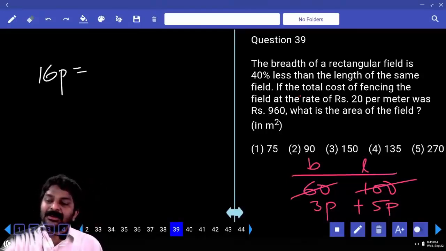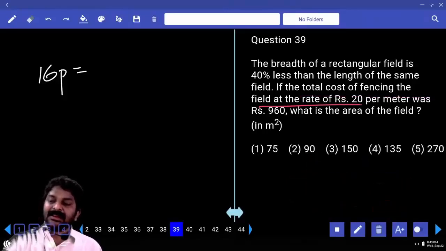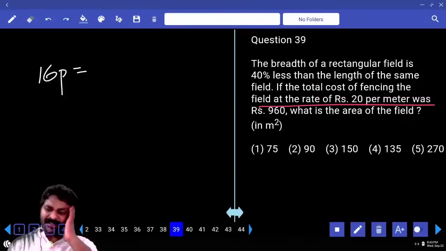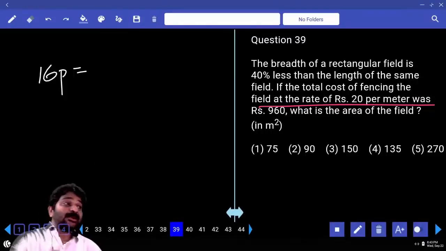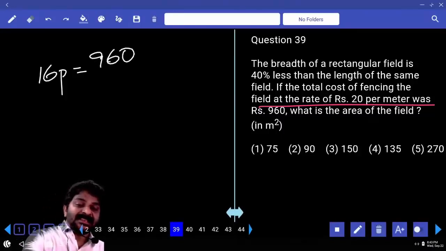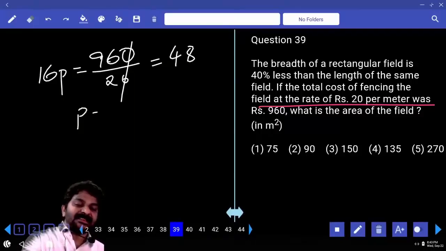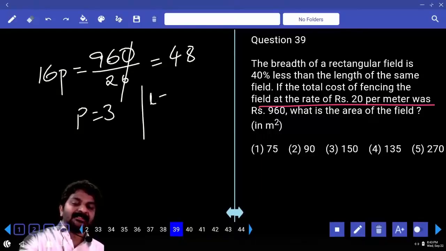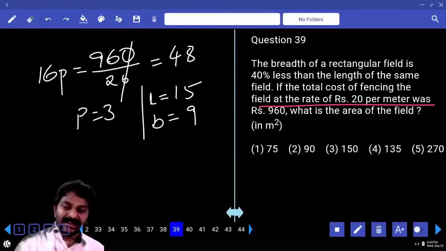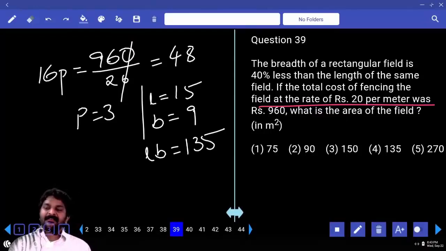And the total cost of fencing the rectangular field at the rate of 20 rupees per meter was 960. So the perimeter used for fencing is 960 divided by 20 only. 0 gets cancelled. 2 how many times? 48 times. From this, P is equal to 3. And you know that length was 5 parts. 5 3s 15. Breadth was 3 parts. 3 3s 9. And you are asked to calculate area, that is length into breadth. 15 into 9, that is equal to 135. Fourth option is the answer.